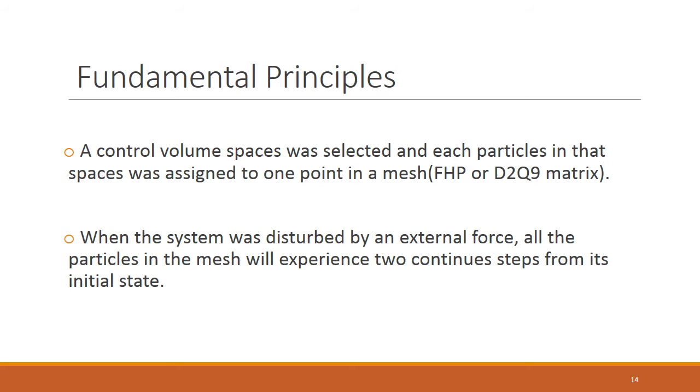So we're going to choose a one-space control volume, and since we assign order to this random motion, we have this mesh, and we have two kinds of mesh: one is FHP and the other is D2Q9. We're going to pick D2Q9, but either way, it has points in there, and we're going to assign every point to one particle. When the system is disturbed by an external force, all the particles in the mesh will experience two continuous steps from the initial state. We're going to see in the next slide what the two continuous steps are.